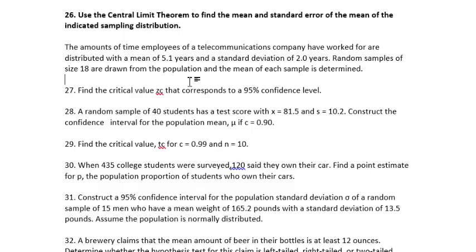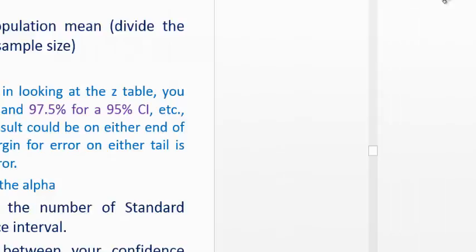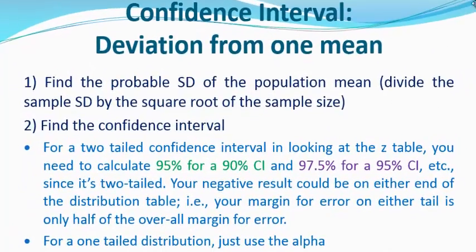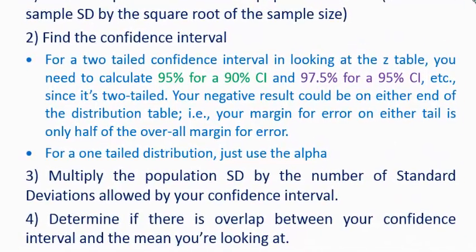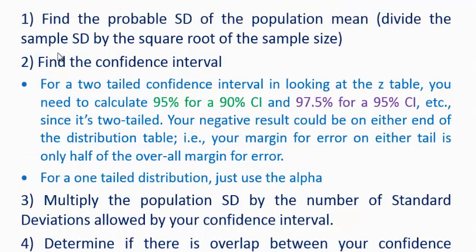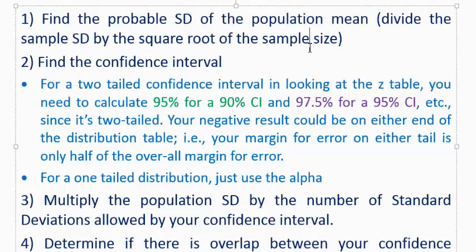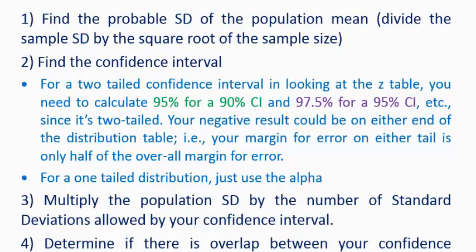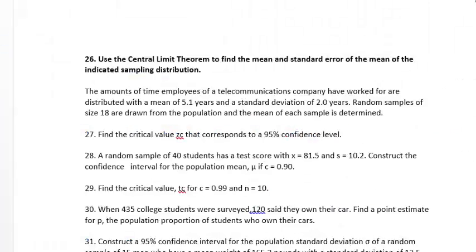So when you're talking about the standard deviation of a particular mean, you may recall from this slide from the materials, you have to divide the standard deviation by the square root of the sample size. That's the first step of finding the standard deviation of a particular population mean. Like we have over here, we're given a number of 18, and we have to divide the sample standard deviation by the square root of the sample size.